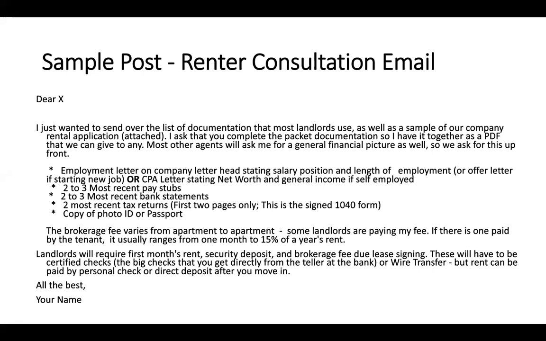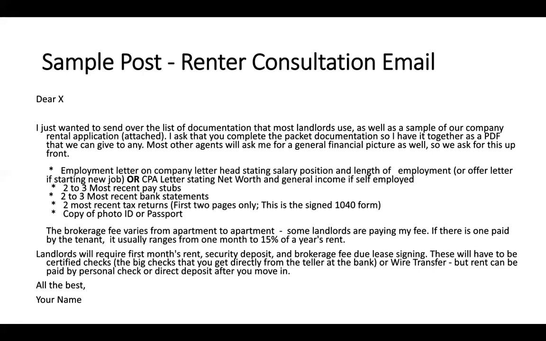So again, in this same email, I say the brokerage fee varies from apartment to apartment. Some landlords are paying my fee, which, if it's an OP listing, an owner-pays listing, could be the case. In this market, I would probably take that out because almost no one is paying that. If there is one paid by the tenant, it ranges from 1 month's rent to 15% of a year's rent, right? And I also caveat with this last paragraph.